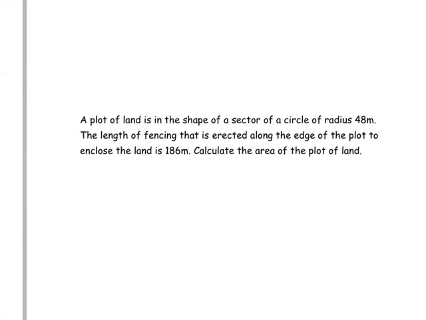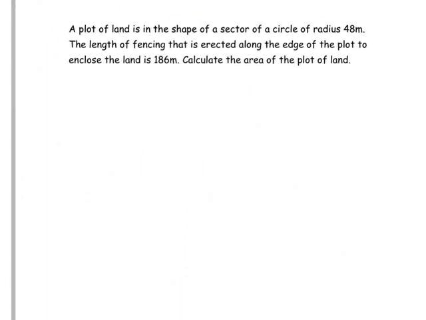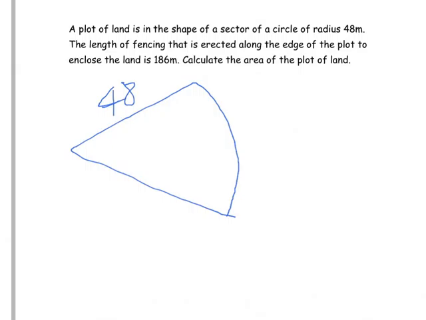Let's look at a slightly more difficult question, which could quite easily be an exam style question. It says a plot of land is in the shape of a sector of a circle of radius 48 metres. The length of the fencing that is erected around the edge of the plot to enclose the land is 186 metres. Calculate the area of the plot of land. So let's just draw ourselves a quick sketch. So we've got this plot of land in the shape of a sector, and we're told that the radius is 48 metres on both sides.